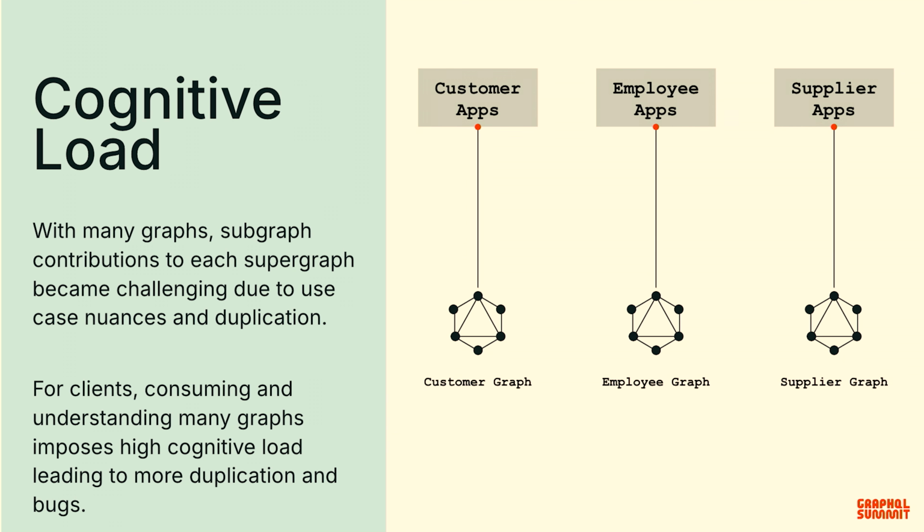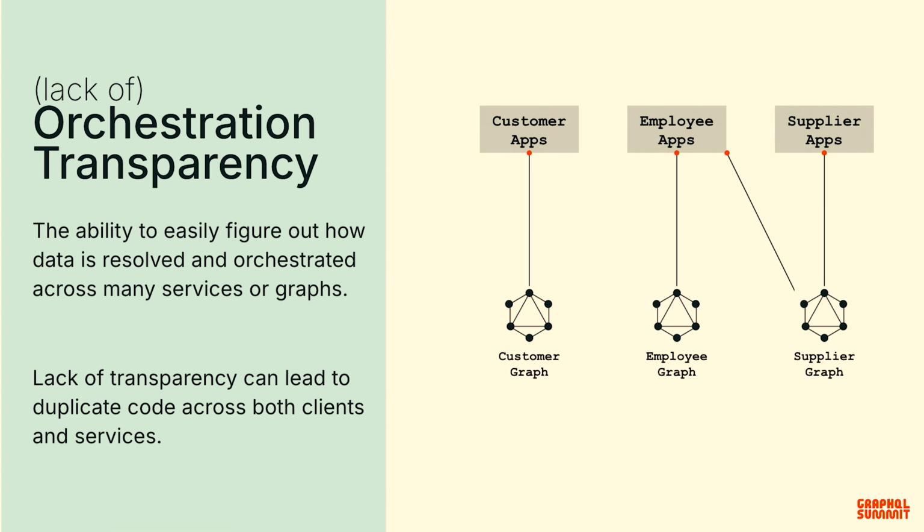So the first challenge is that there's a high cognitive load for both our back-end and front-end teams consuming or contributing to that graph. And as the number of nuanced use cases grew between those applications, we saw more duplication and inconsistency. On the other hand, there's something I call orchestration transparency, or the lack of it in our earlier setup. Orchestration transparency is how easily we can figure out how data is resolved and orchestrated across many services or graphs. With a multi-graph setup, there's a lack of that transparency that can also lead to duplicate code for both clients and services.